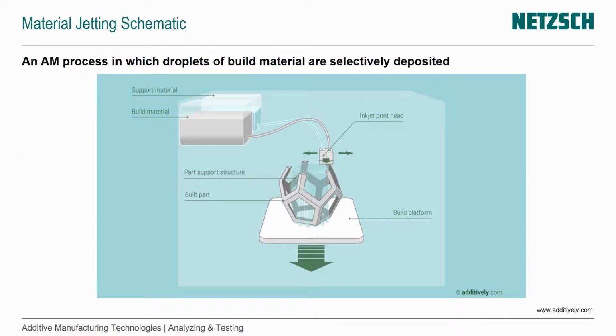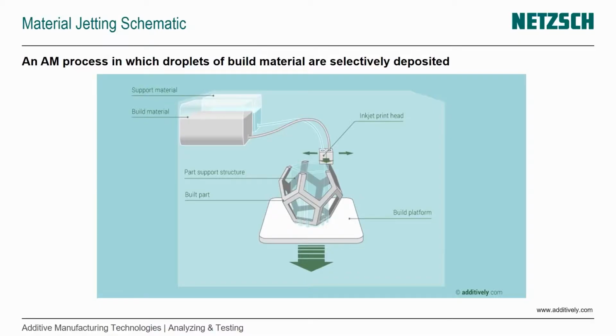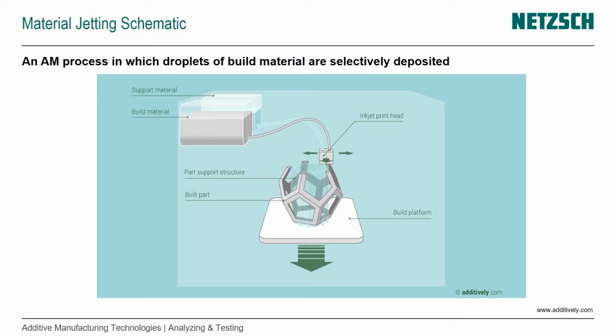If we look at the schematic of the process, this looks quite similar to material extrusion that we have seen in a video before, but there are distinct differences. Again, we have a build platform that moves down, we have the build part, and we have a part support structure, and we have this print head. But instead of it being heated and a bead of thermoplastic being deposited, here we have a real inkjet print head that deposits droplets. These droplets of material come from containers with the liquid for build material and support material, and they're fed through these tubes into the inkjet printhead, and individual droplets are deposited.